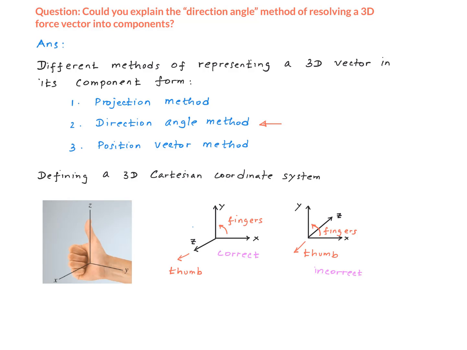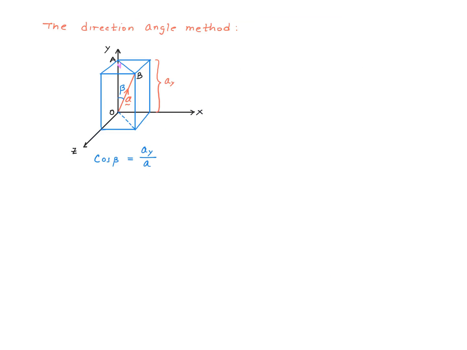We also talked about how to define a three-dimensional Cartesian coordinate system. I'm referring to the video on the projection method. So if you haven't seen that video, I recommend that you do that first. There is a right way to do it, as in this picture, and there's a wrong way to do it, as in this picture. So let's talk about the direction angle method.